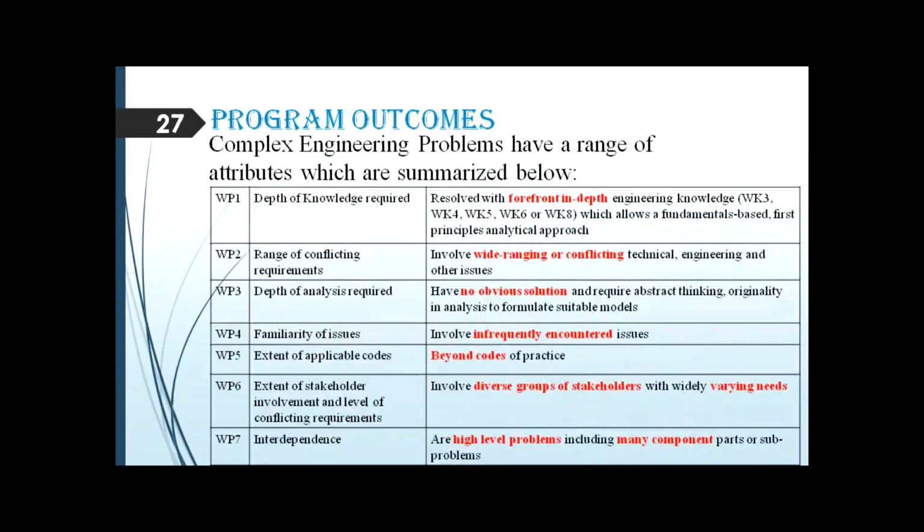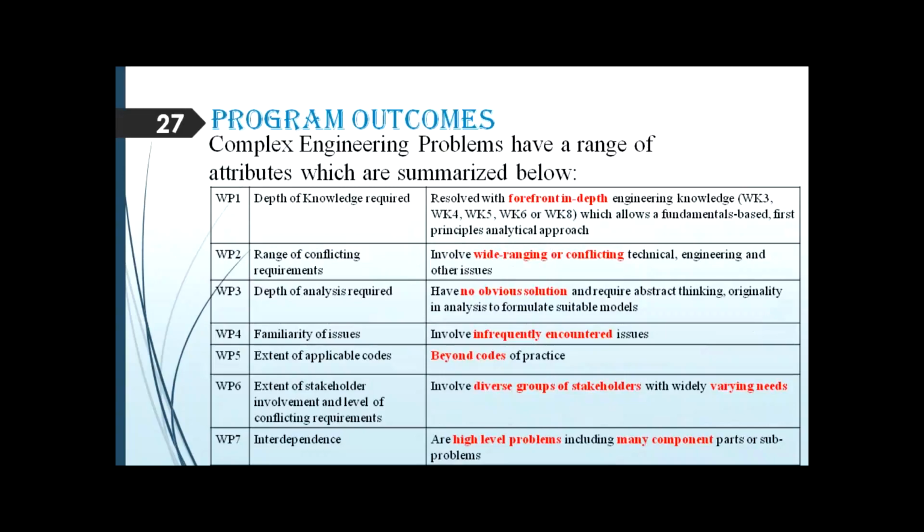There is the range of complex engineering attributes. Depth of knowledge is required, resolved with forefront in-depth engineering knowledge, WK1 through WK8, and the range of conflicting requirements involves wide-ranging or conflicting technical, engineering, and other issues. Depth of analysis required: have no obvious solution, then how are we going to solve the problems?